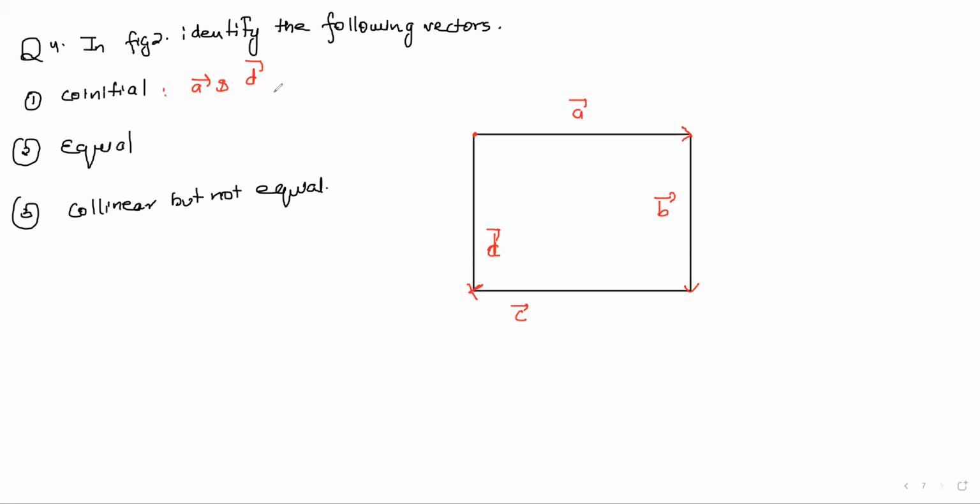Equal vectors, same magnitude and direction. Pehle direction check karte hain. These two have different directions. These two have the same direction as well as magnitude. So equal vectors are B and D. Okay, Kush, clear hua? Okay. Tell me the third one.